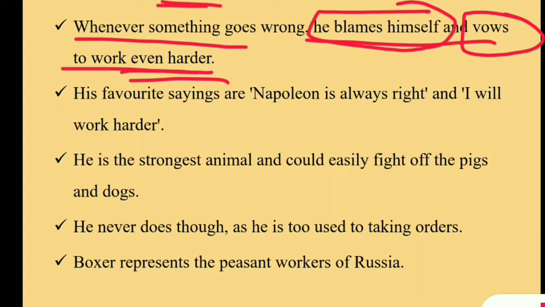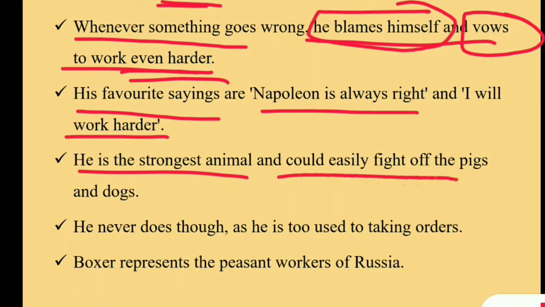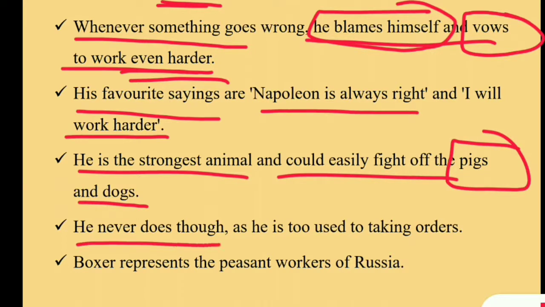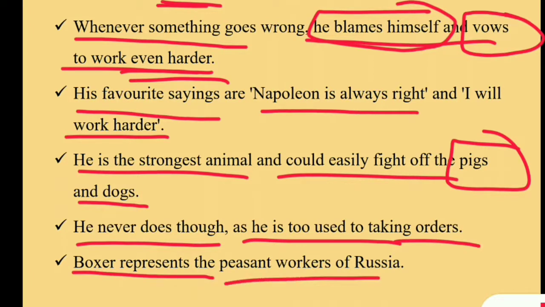So in the story, it shows peasant workers of Russia. His favorite sayings are, Napoleon is always right and I will work harder. He is the strongest animal and could easily fight off the pigs and dogs. Pigs here represent different leaders, okay? He never does though, as he is too used to taking orders. Boxer represents the peasant workers of Russia.